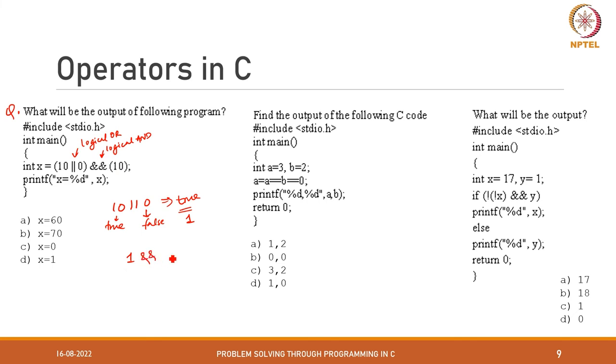So the next step will be 1 and 10, that is, logical AND 10. So this is true because it's not 0, and this is true because it's also non-zero. So if both are true and we are doing a logical AND, you will get true. So this entire expression is basically true.